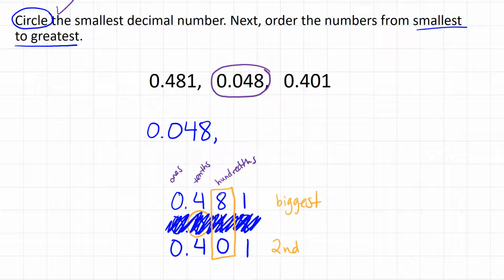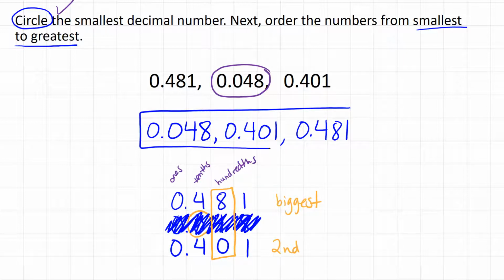So let's just write out our final answer, 0.048, 0.401, 0.481. So my final answer is this, from smallest to greatest. So I've done that part as well. It's now time for you to do the practice problems in your learning guide. Good luck!